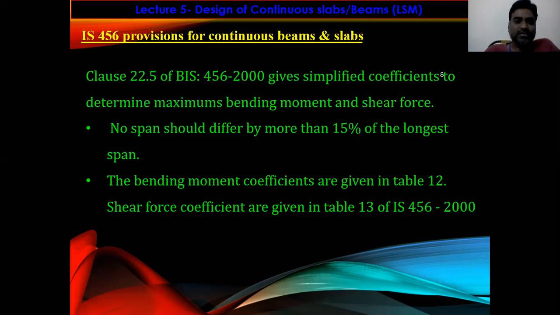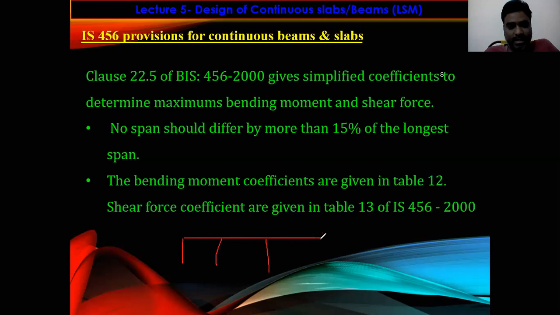The first limitation is that the minimum number of spans should be 3, right? This method is applicable for continuous members having a minimum of 3 spans. That means, let us say, span 1, span 2, and span 3. If it is only 2 spans, then this method is not applicable. So minimum 3 spans should be there.